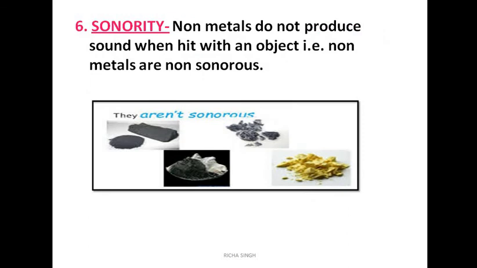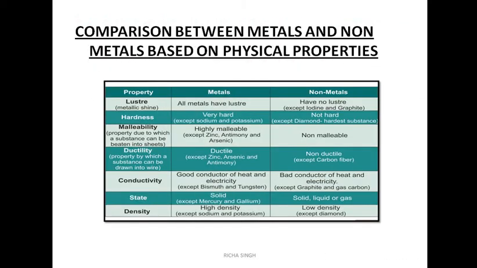Non-metals do not produce any sound, so they are said to be non-sonorous. So based upon these physical properties, metals and non-metals can be differentiated. Some of the properties are in the slide. You can add a few more. Like luster: metals have luster; non-metals don't have luster except iodine and graphite. Generally, metals are hard except sodium and potassium. Non-metals are not hard except diamond.